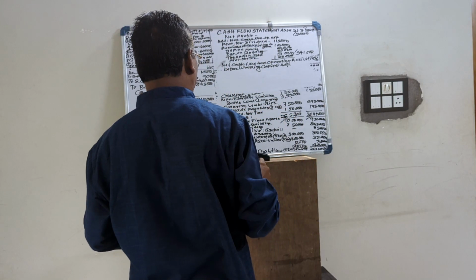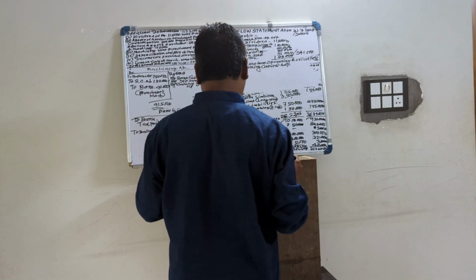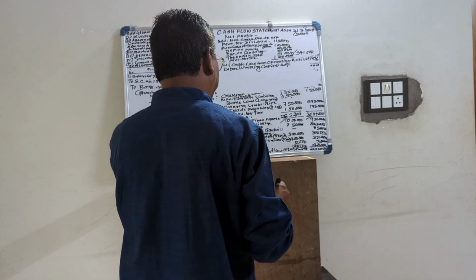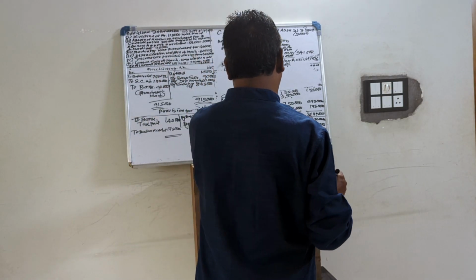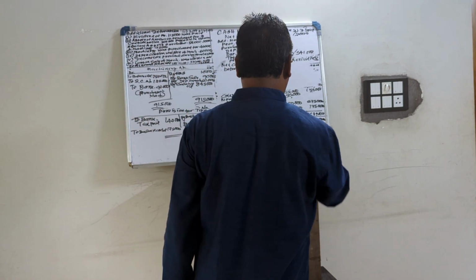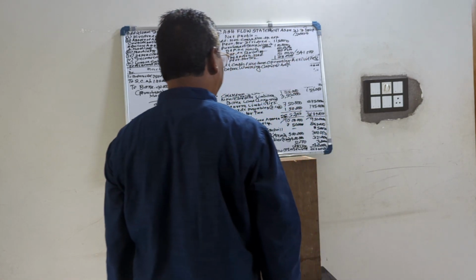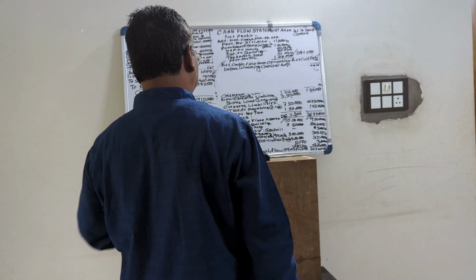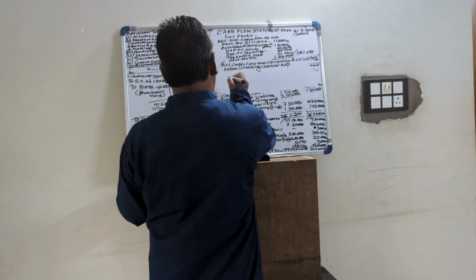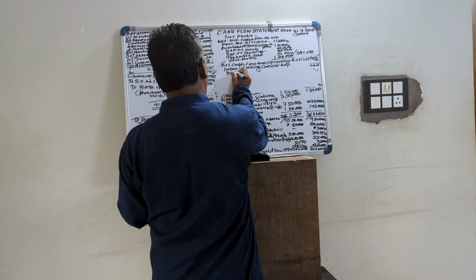Then we will adjust working capital. Under working capital comes current assets. Current asset inventory was 5 lakh, then closing 3,70,000, so 1,30,000 decrease in inventory.